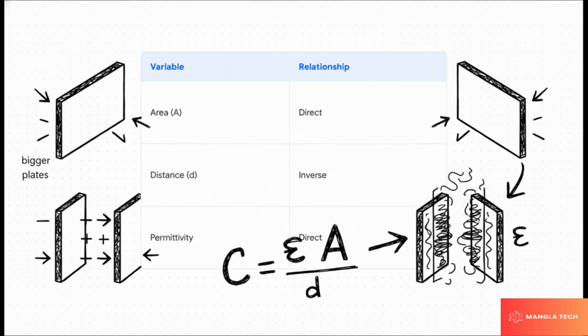Based on the formula C equals epsilon A over D, capacitance is directly proportional to the area of the plates. Bigger plates mean way more room for electrons. It's inversely proportional to the distance between them. Bringing the plates closer together increases the electrostatic attraction between the opposite charges, allowing more storage. And finally, it's directly proportional to the permittivity of the dielectric material. Simply put, better dielectrics equal higher capacitance.